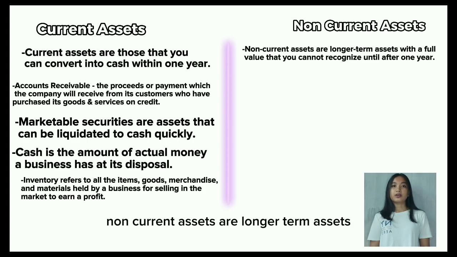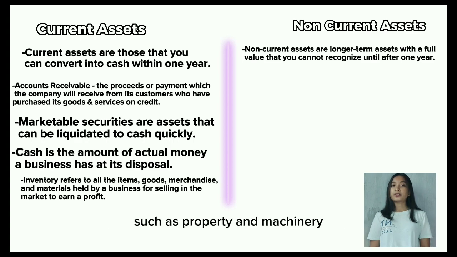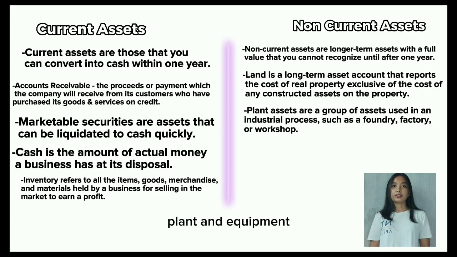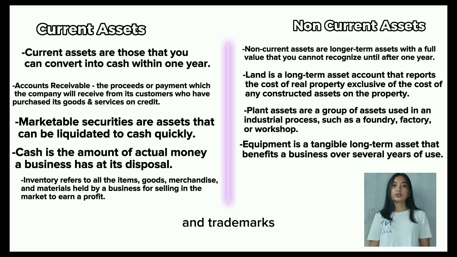Non-current assets are longer-term assets with a full value that you cannot recognize until after 1 year, such as property and machinery. Examples of non-current assets include long-term investments, land, property, plant, and equipment, and trademarks.